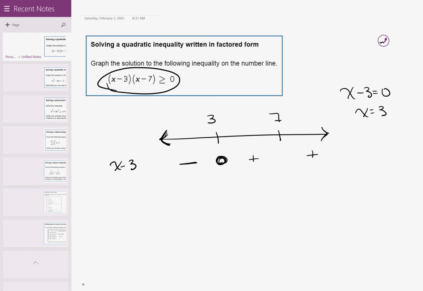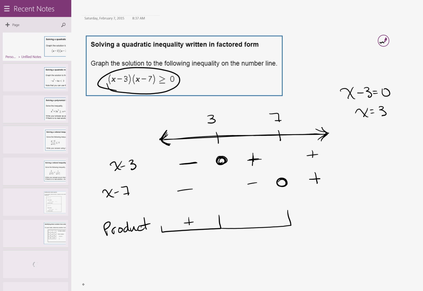x minus 3 is negative before that and positive after that, as x moves along the number line, left to right. x minus 7 is 0 at x equals 7. And then it is negative before that and positive after that. When I take the product of these two factors, for this segment of the line, the product is a negative times a negative, which is positive. This is negative times negative, which is negative. And this segment is positive times positive, which is positive.